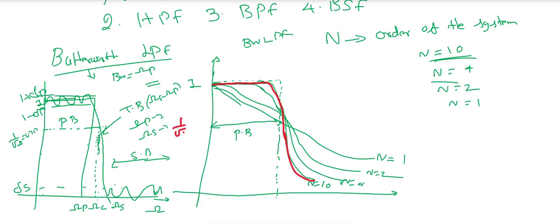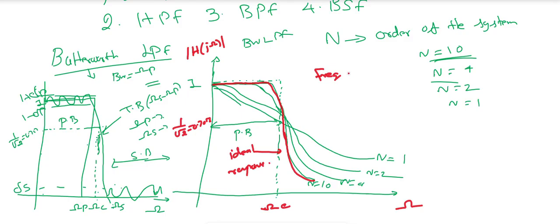So this is 1 by root 2, which is equal to 0.707. So this is your cutoff frequency. This is your ideal response. Then this is the magnitude squared response |H(jω)|, this is ω. This is the frequency response of the Butterworth low pass filter.